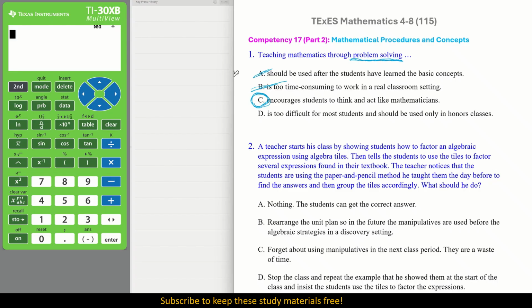Let's look at D. Is too difficult for most students and should be used only in honors classrooms. That is even worse than B. It's worse than option B. So that is going to verify C for us. I like C. It sounds great. It sounds like a great textbook question or statement. Teaching mathematics through problem solving encourages students to think and act like mathematicians. It's a good sentence. Okay, let's go to number 2.